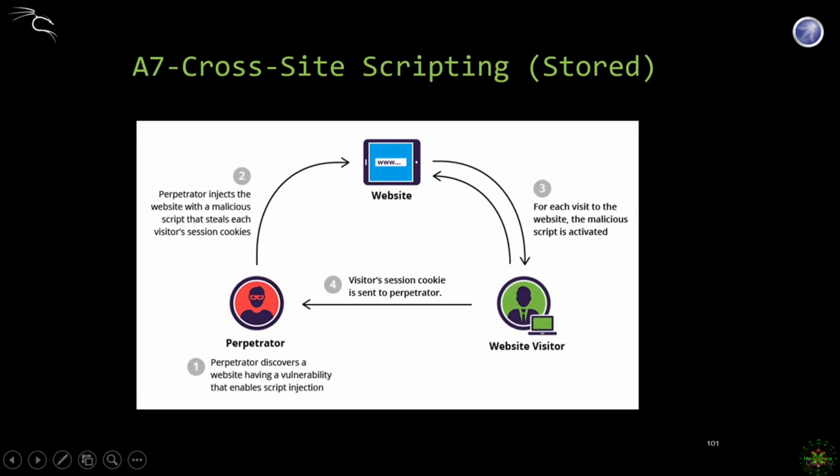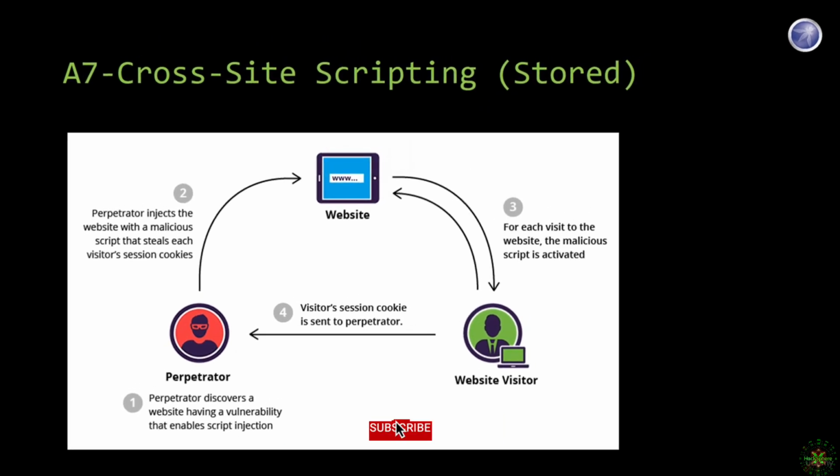The next type of attack is the stored one, where the perpetrator discovers a website that has a vulnerability and will inject the script directly into the website or into the database through the front end. Next, the perpetrator injects, as we said, the script directly. Now, for each visit to the website, the malicious script is activated automatically, maybe on load, and the attacker will have access to the session cookies of the visitor.